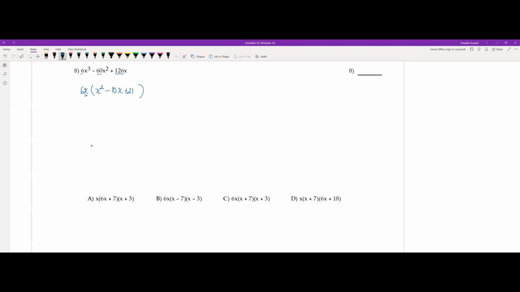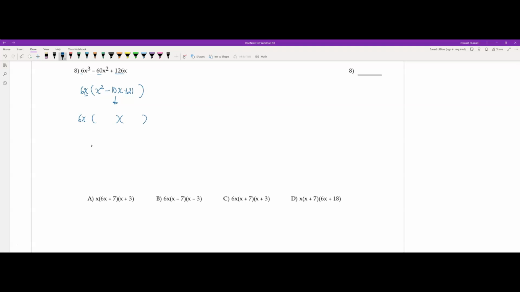So I factored out the 6x. Now I have a nice trinomial that I can factor also, like the way we did it for the first two problems. So 6x is still a factor, so I have to write it out, 6x. And then this trinomial, I'm going to factor that as the product of two binomials, hopefully.